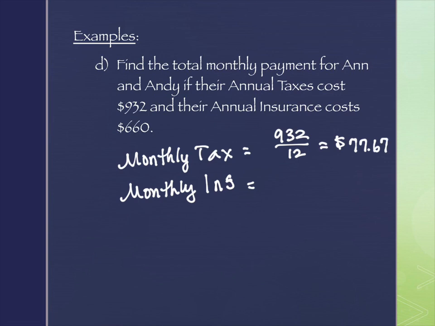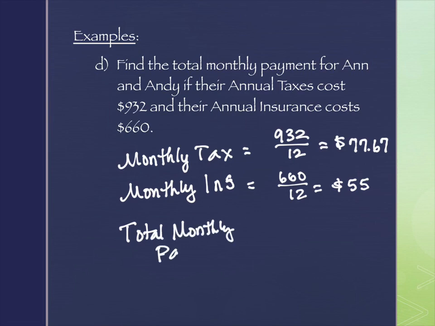77.66. Yeah, and we'll round to 77.67. So $77.67. Our insurance is $660 for our 12 months. So how much is our monthly insurance cost? $55. Perfect. So what would we actually find to be our total monthly payments? What would I have to do?